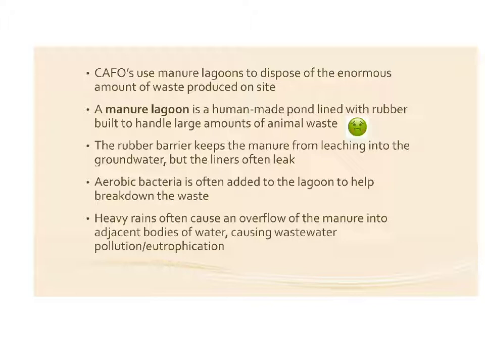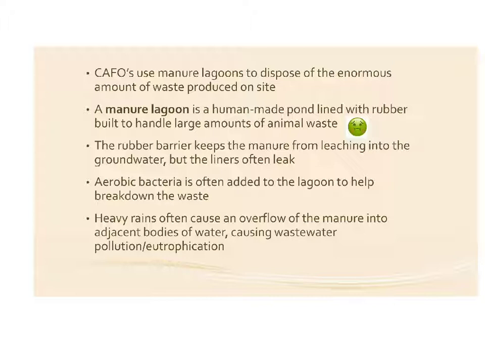All right, let's talk about CAFOs. Yay, we're back to CAFOs. CAFOs use something called manure lagoons to dispose of the enormous amount of waste products that are produced on site. You can imagine that jamming 50,000 cows into an area produces a lot of poop. Same is true with pigs or chickens or whatever it is they're raising. A manure lagoon is a human-made pond lined with rubber that is built to handle large amounts of animal waste, and it is just as fantabulous as you can possibly imagine. It is a huge poop-filled pond.